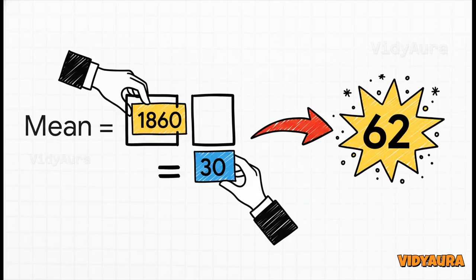We take our total for fi xi, which was 1860, and we divide it by the total for fi, which was 30. And that gives us 62. And that's it. We found our mean. The average mark for the class is 62. See? Not too bad, right?